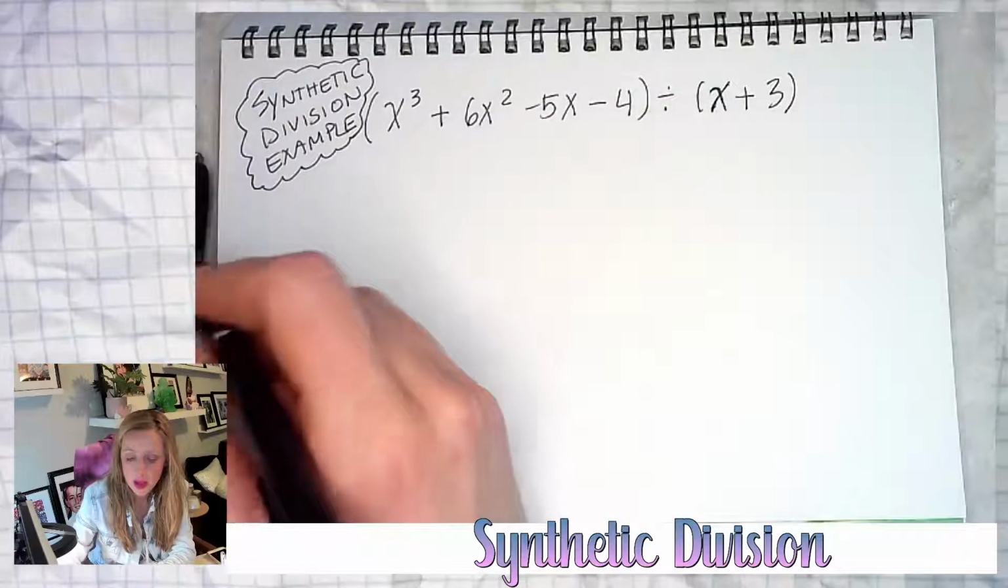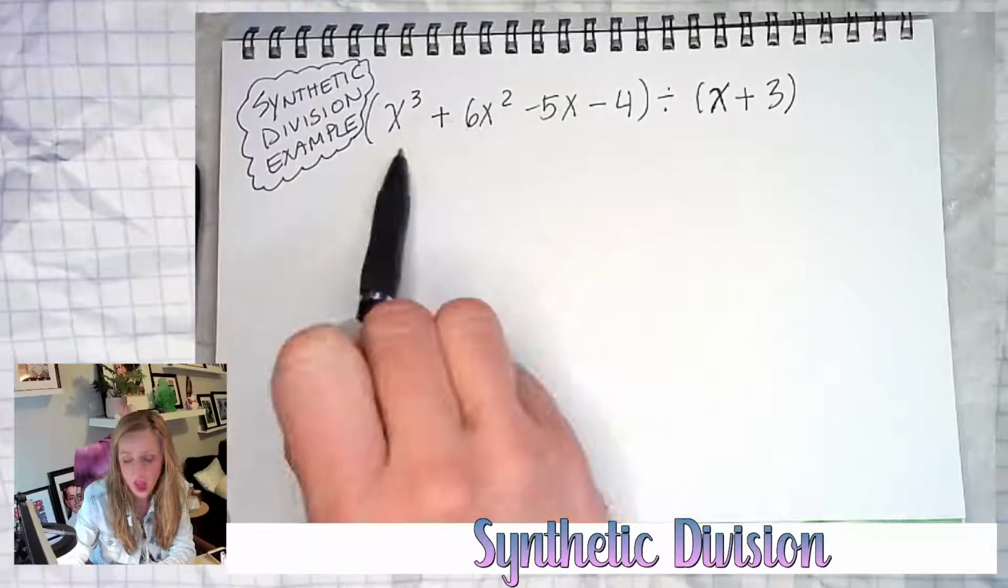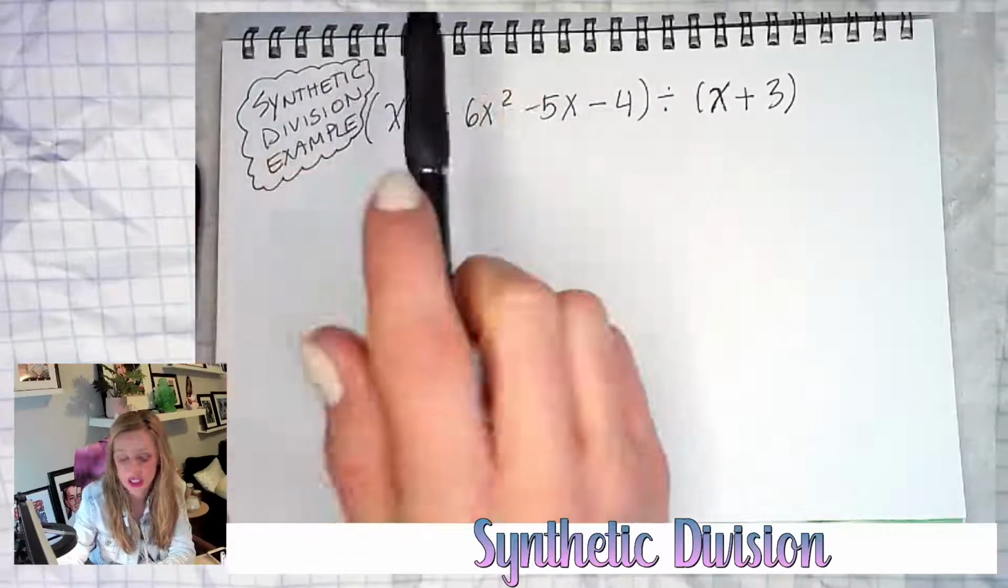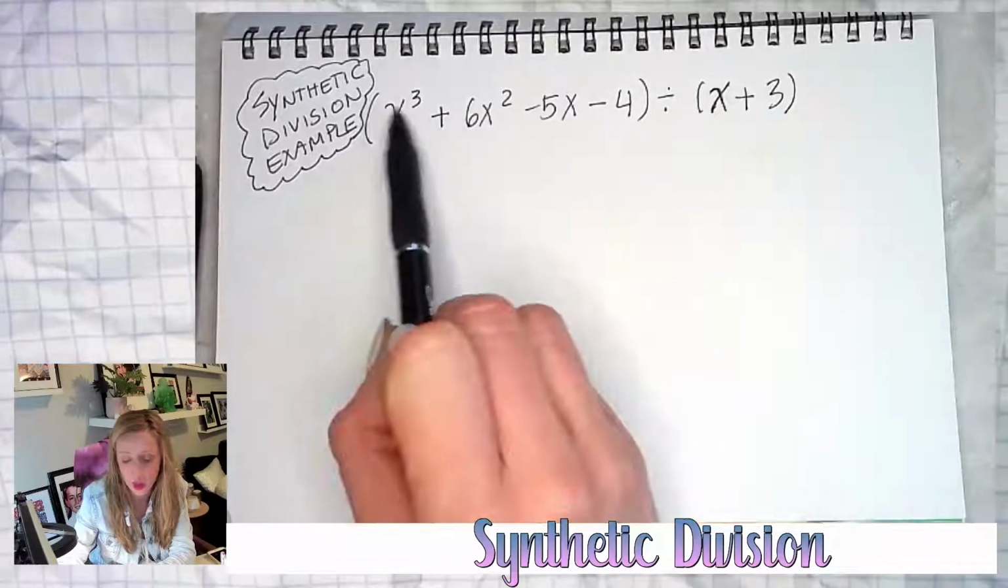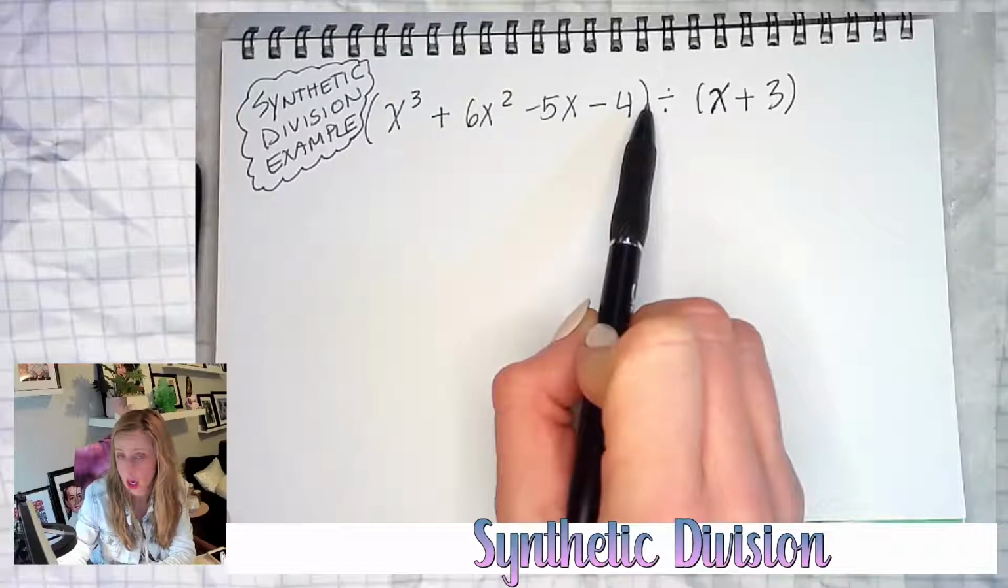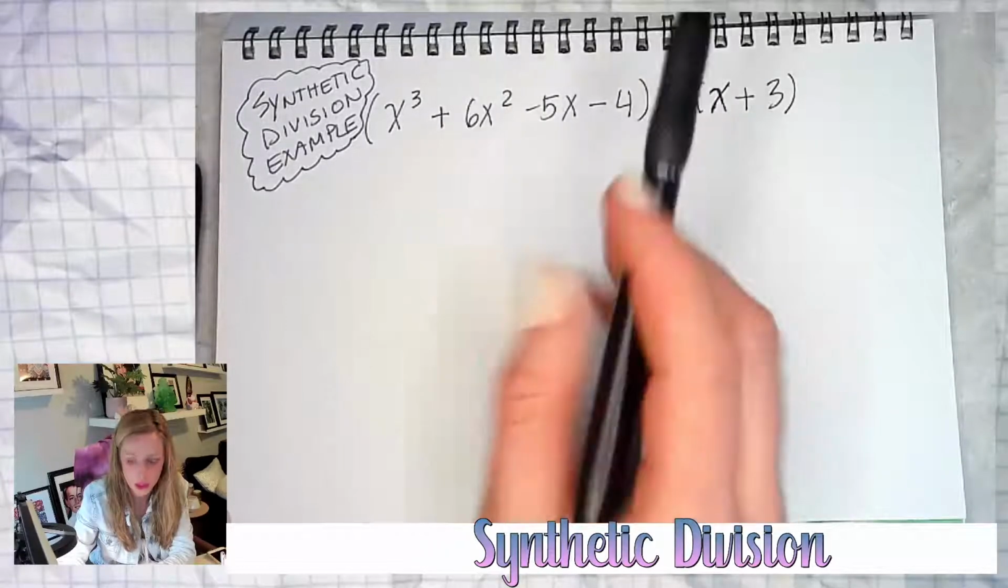All right. Now that we know we're allowed to do synthetic, we check that this is in standard form, and we check if we need placeholders. They're very sneaky. So you go to your biggest power, count down, and make sure everyone is accounted for. 3, 2, 1, none. We're good. If we didn't have an x², we would make it 0x².